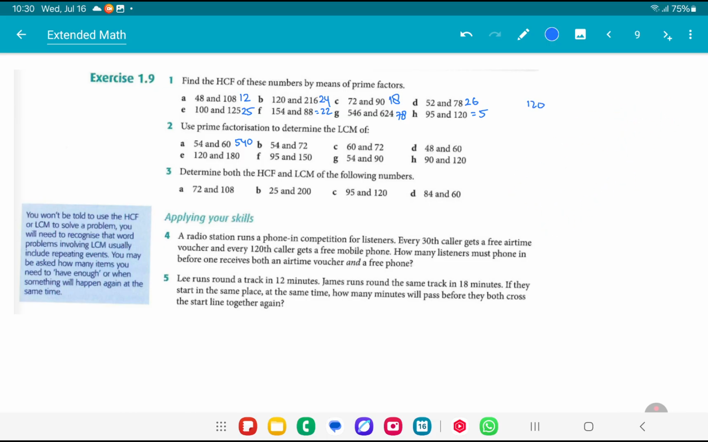Next, 120, 2 and 60, 2 and 30, 2 and 15, 3 and 5. So 2 cube times 3 times 5. For 180, we get 2 and 90, 2 and 45, 3, 15, 3 and 5. 2 square, 3 square, and 5. So the LCM is 2 cube times 3 square times 5. So the answer is 8 times 9 times 5, which is 360.